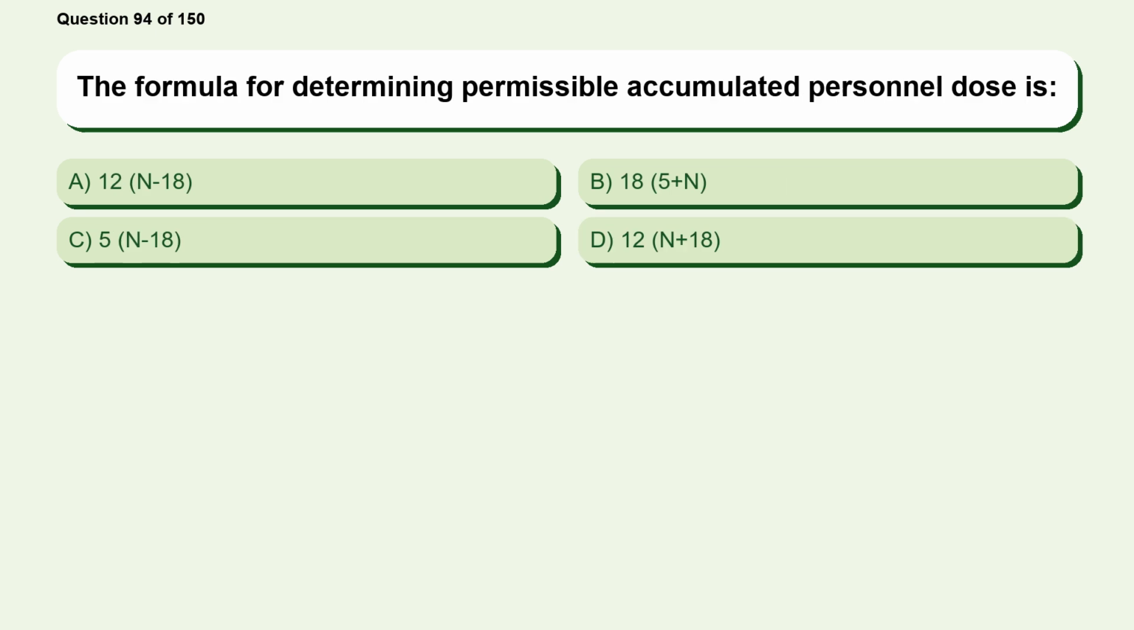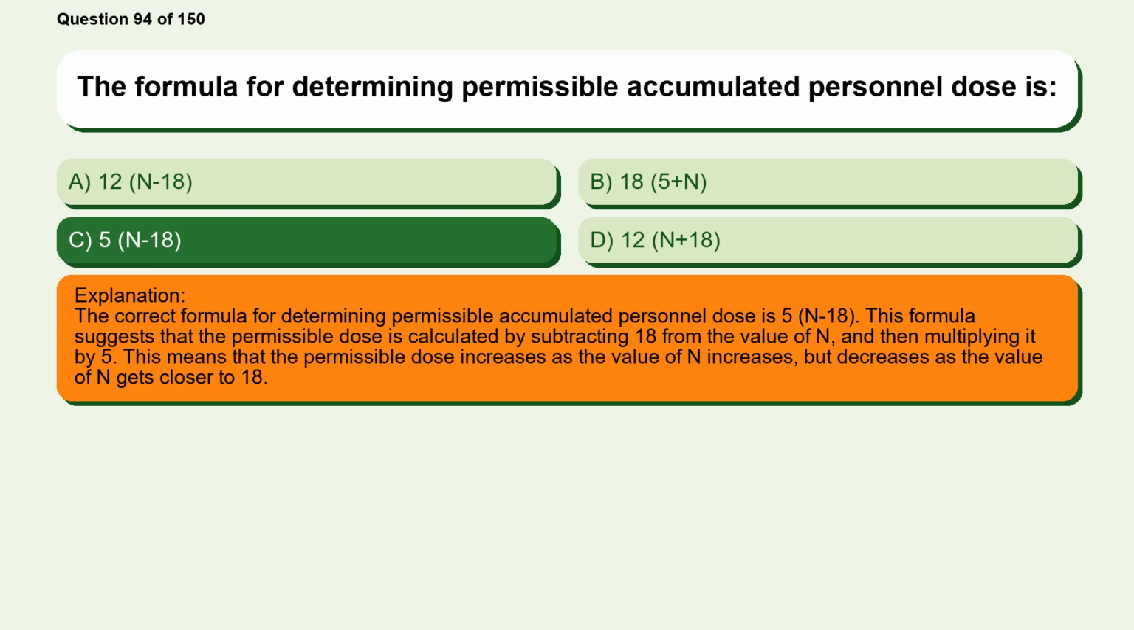Question 94. The formula for determining permissible accumulated personnel doses. Option A, 12, N18. Option B, 18, 5 plus N. Option C, 5, N18. Option D, 12, N plus 18. The correct answer is option C, 5, N18. The correct formula for determining permissible accumulated personnel dose is 5, N18.